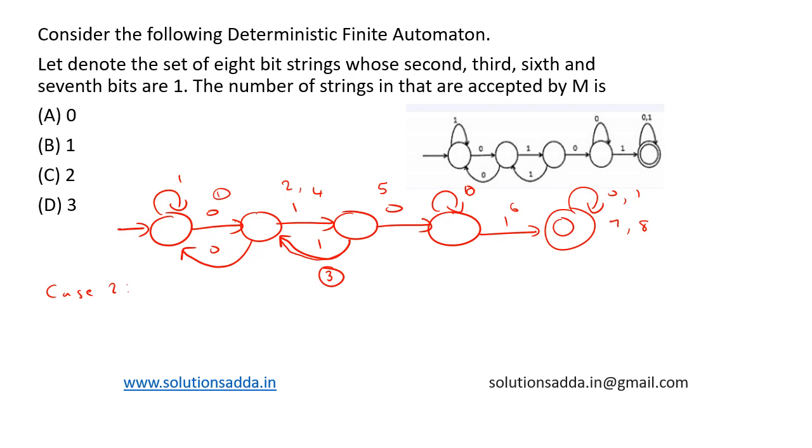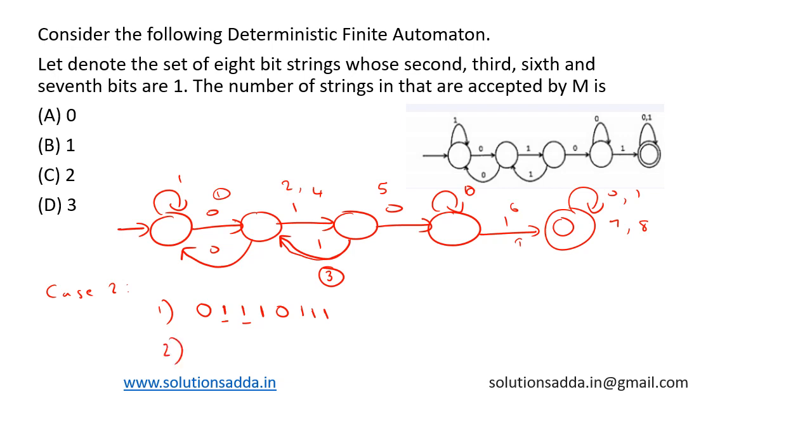Now the possible strings that can be accepted by the machine based on this case is, first one has to be 0. This is the initial transition. Now second transition has to be 1 because the second bit has to be 1. Now third transition also has to be 1. Again here fourth transition also has to be 1. Now fifth transition has to be 0. Sixth transition has to be this 1. Now seventh transition also has to be 1. And eighth transition can be either 0 or 1. Let's assume it is 1.